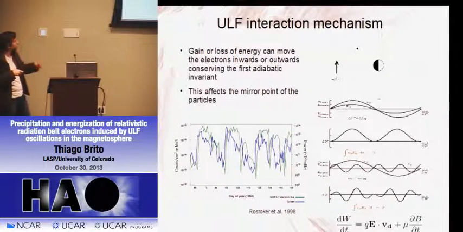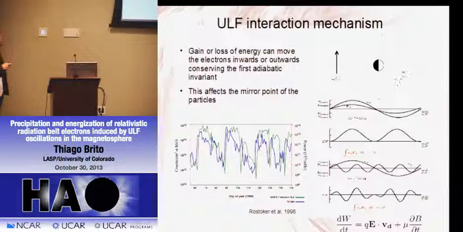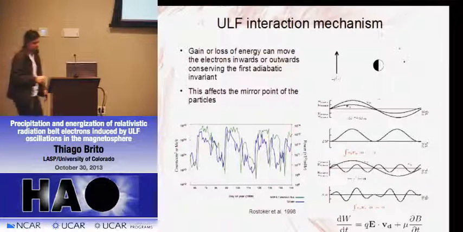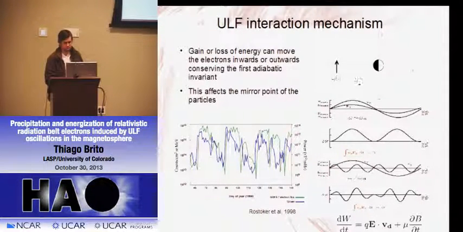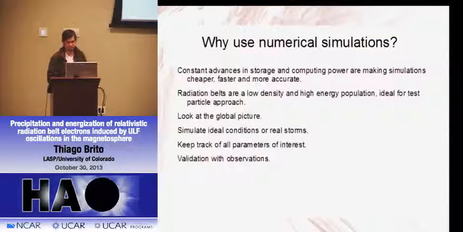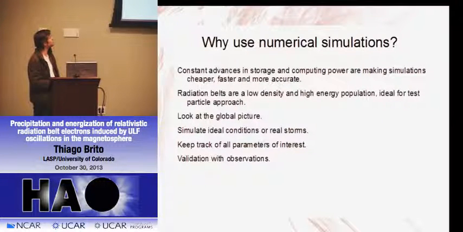And there's this classic study from Rostoker et al. that shows this. The blue line is ULF power measured at the ground, and the green is electron flux measured at GOES. He saw a correlation between these two things. Usually you get ULF power, and then a few days or so later, you get an increase in the fluxes at GOES. So the conclusion is there's a clear correlation between the flux and ULF power. But what I'm going to talk about here is the correlation between ULF and precipitation, which is less known or less talked about.